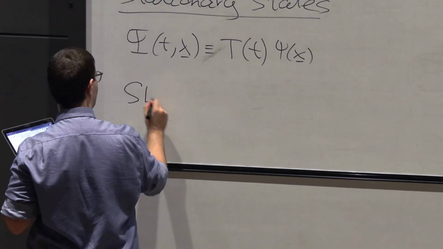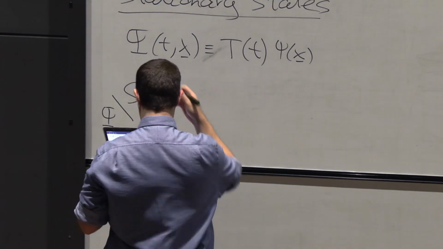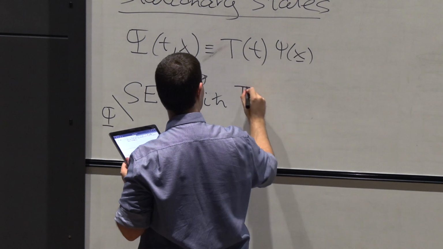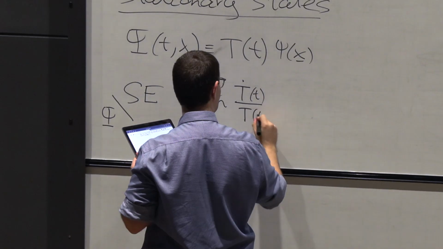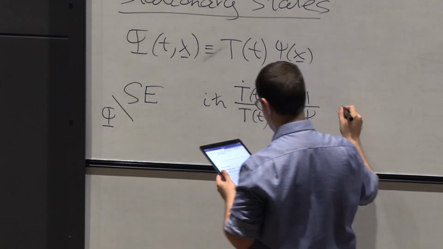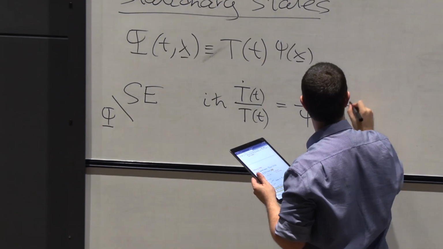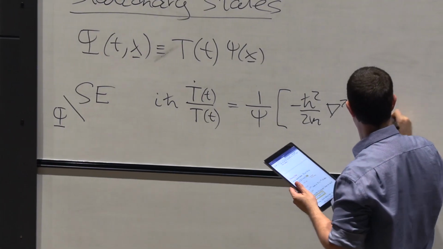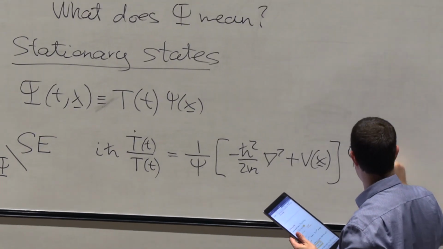So we take the Schrodinger equation and divide it by psi. Okay? And so on the left-hand side, we'll get i h bar T dot over T. Dot denotes time derivative as usual. And on the right-hand side, we get 1 over psi, and then that derivative, and so the Laplacian plus the potential acting on psi. Okay?